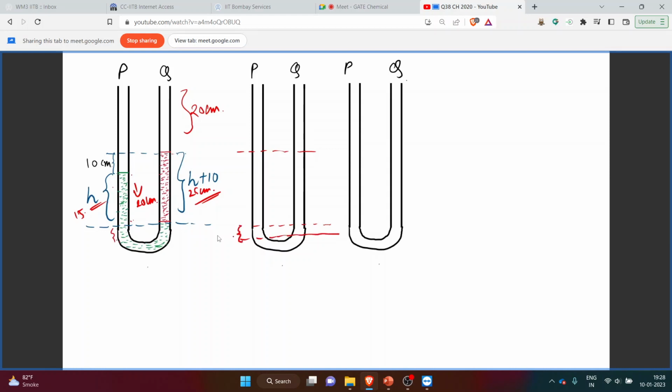So this is 5 centimeter, and the fluid A will start from over here. Let's say it will go until this point, and this fluid B is until here.